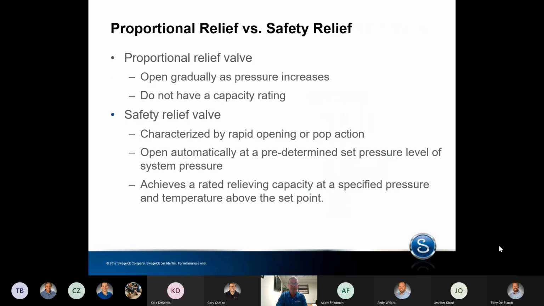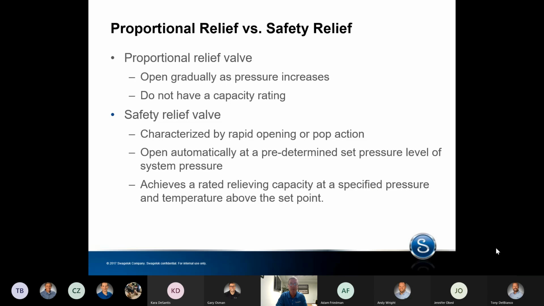What's the difference between a proportional relief valve and a safety relief valve? A proportional relief valve opens gradually as the pressure increases. Consequently, they do not have a capacity rating at a given pressure rise. Therefore, they're not certified to ASME or any other code, and they should not be used as an ASME safety relief device. They reseal once pressure drops below the set pressure. The resealing pressure is always lower than the set pressure.